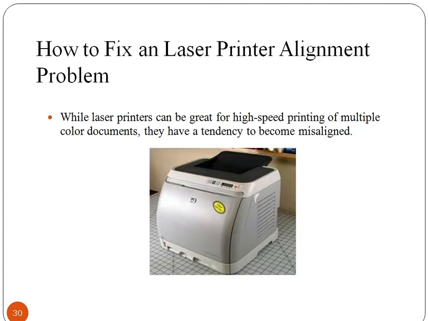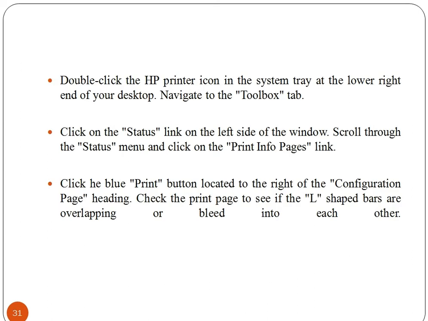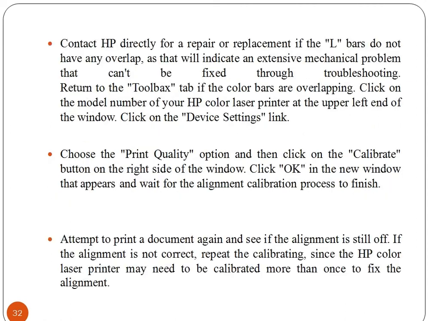Now, to fix the laser alignment problem, you need to follow some steps, as you might have observed because of the high-speed application of the laser printer. Firstly, double-click the HP printer icon and then click on the status link. Scroll the status menu, click on the print info pages link, and then click the blueprint button. If there is any mechanical problem that can't be fixed through troubleshooting, then replace it.